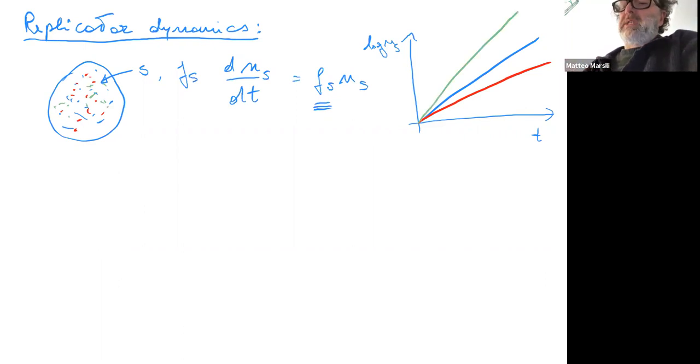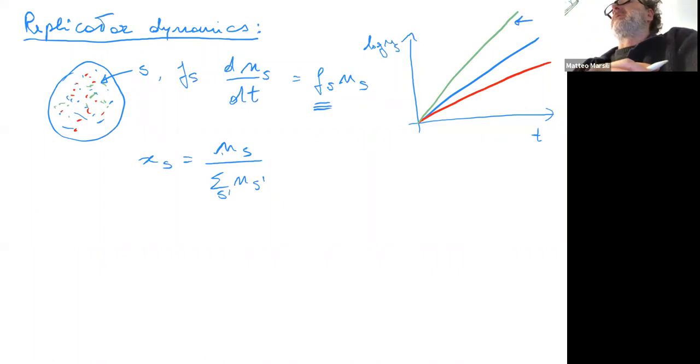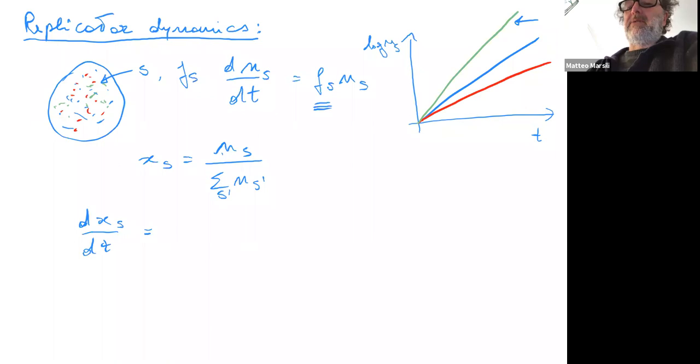So what you see is that if you look at the fraction of individuals of type S that are there at a given time, then it is clear that over time this will be dominated by the type of individuals that grows faster, okay? And essentially you can write down an equation for dXS/dt and figure out that this is going to be equal to XS times the fitness minus the average fitness in the population.